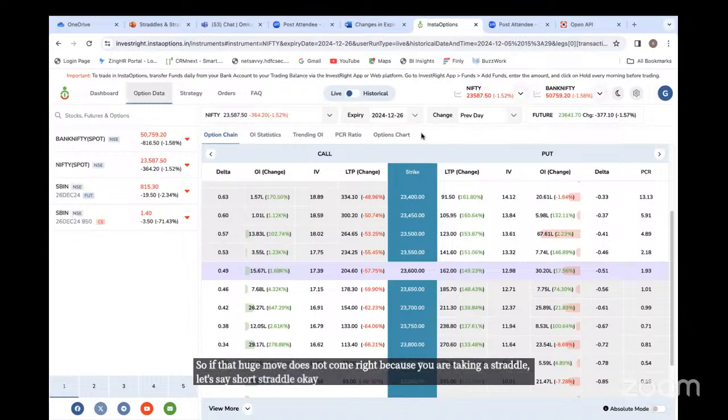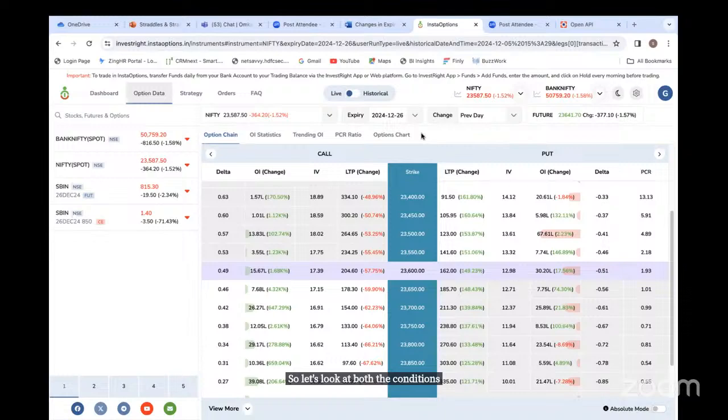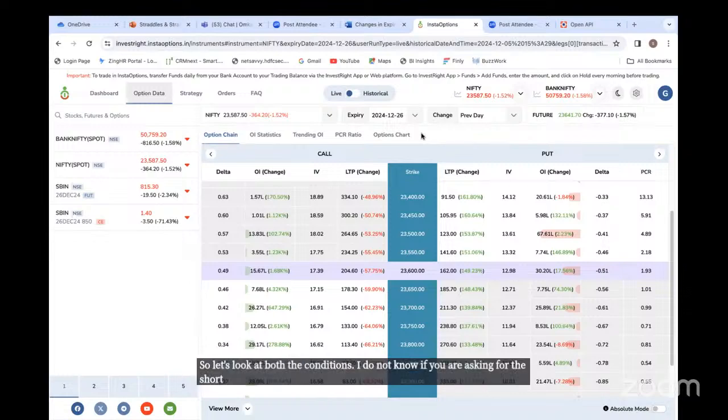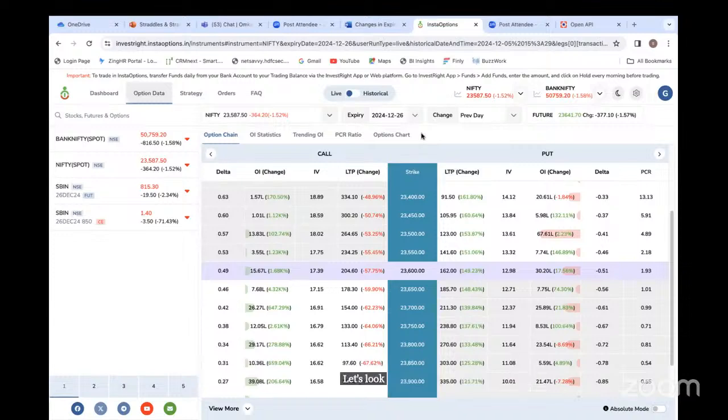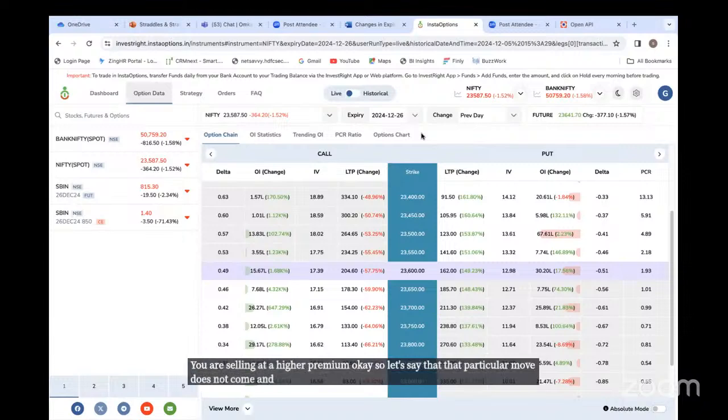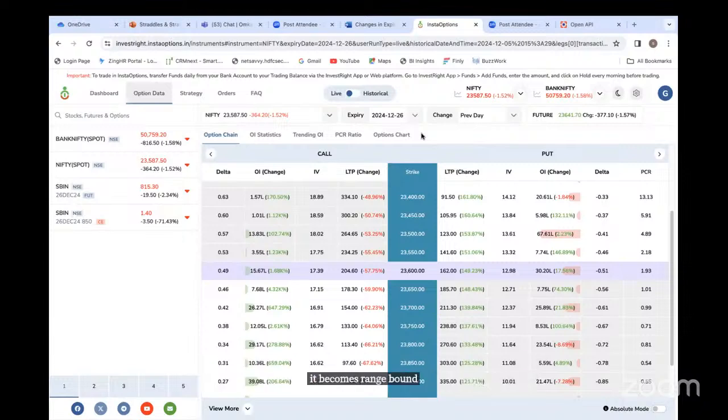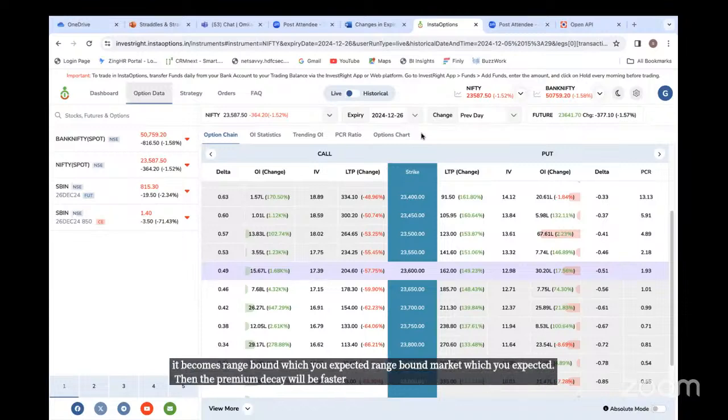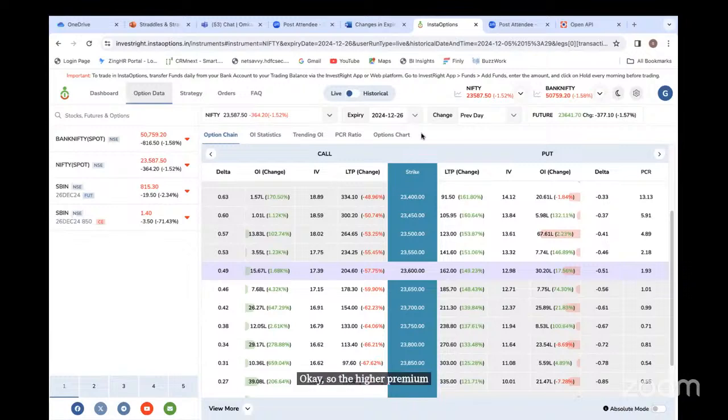So if that huge move does not come, let's look at both the conditions. I do not know if you are asking for the short straddle or long straddle. Let's look at the short straddle first. If you are creating a short straddle, it is going to help you because you are selling at a higher premium. Let's say that move does not come and it becomes the range bound market which you expected, then the premium decay will be faster. So the higher premiums are going to give you the benefit.